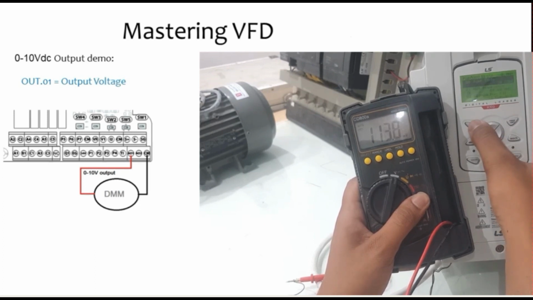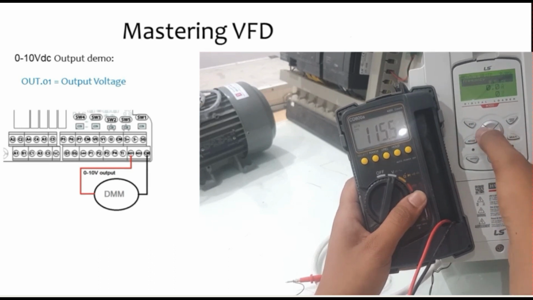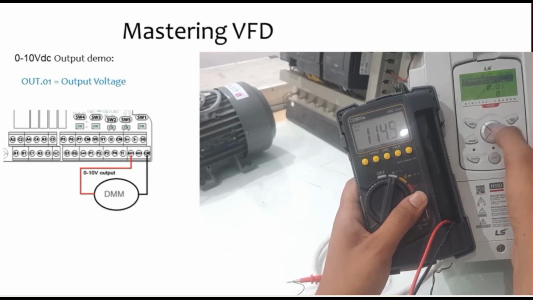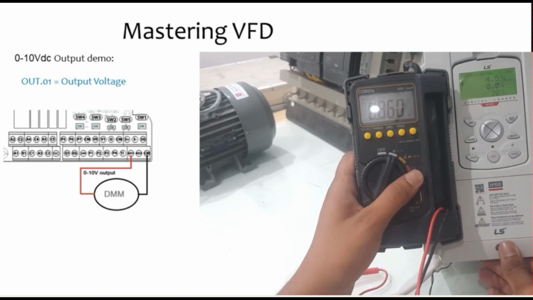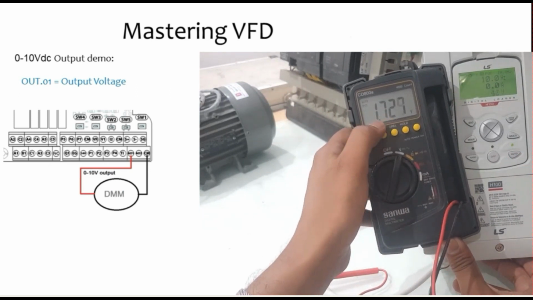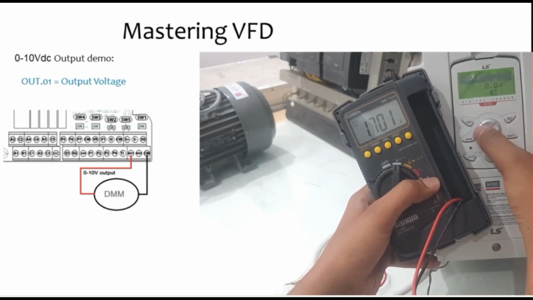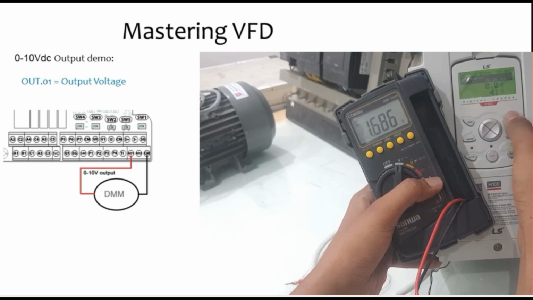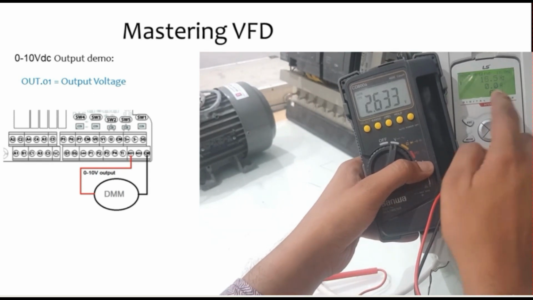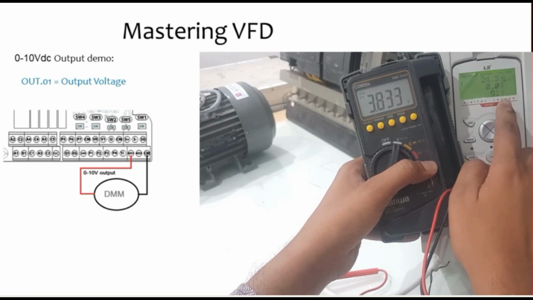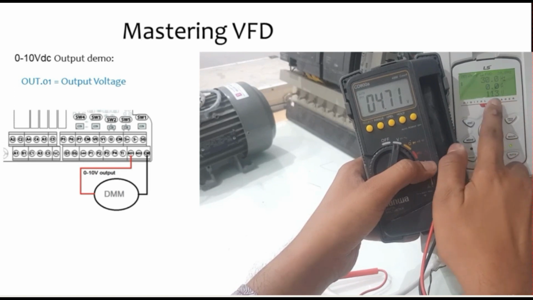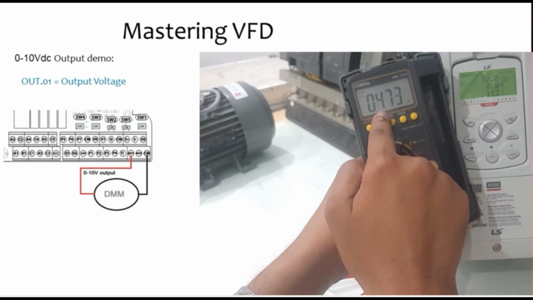Output voltage. So let's make it 10 Hertz. And here you can see the output voltage. If I make 30 Hertz, the voltage will definitely be half of the rated, that is half of 220, so it will be around 113, and I'm getting 5 volt.